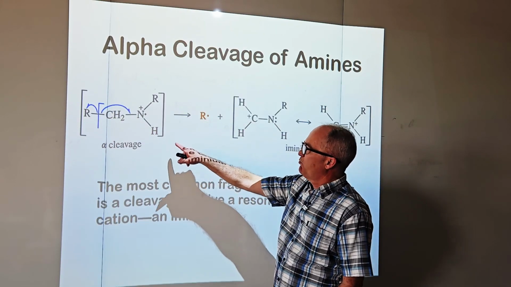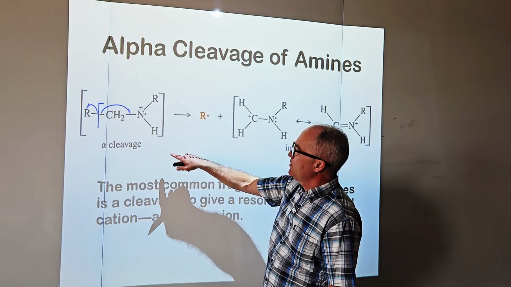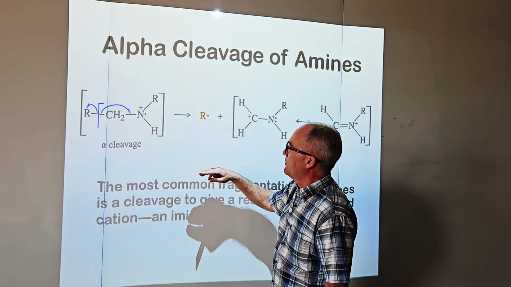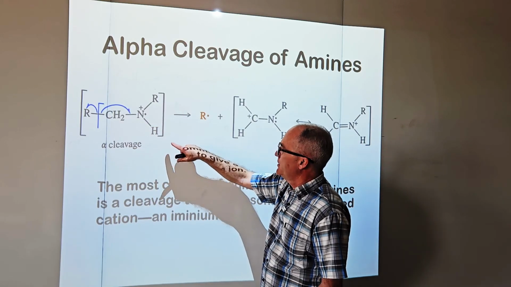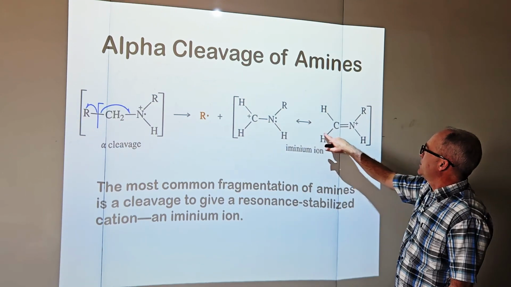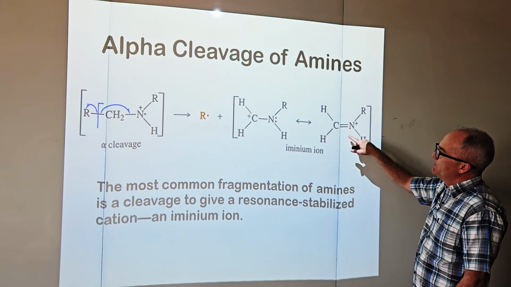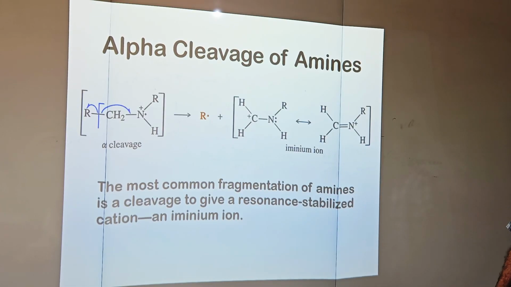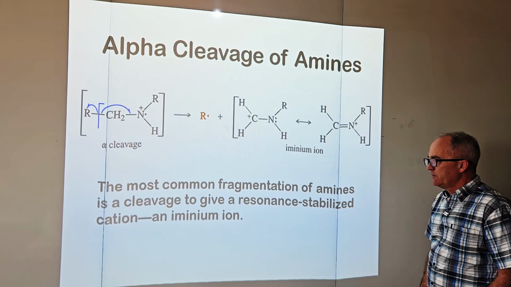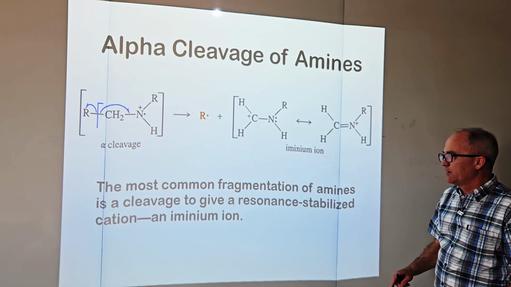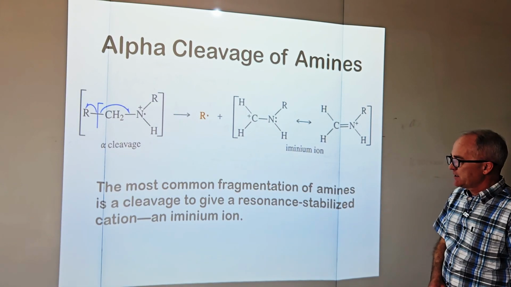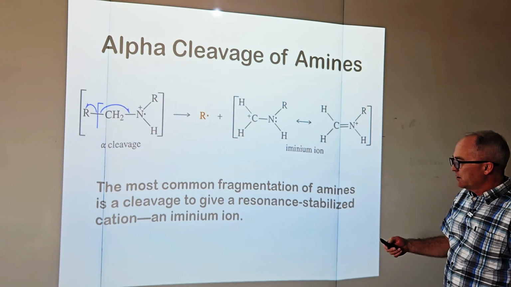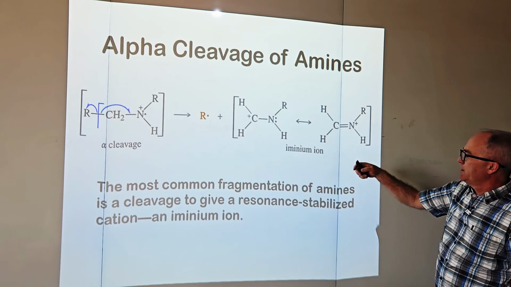We hit this with one electron and two came out. So there's that radical cation here, and this thing can fix things up through resonance. The most common fragment of amines is alpha cleavage. When I copied that in, I didn't get the symbol there. Is alpha cleavage, an iminium ion.